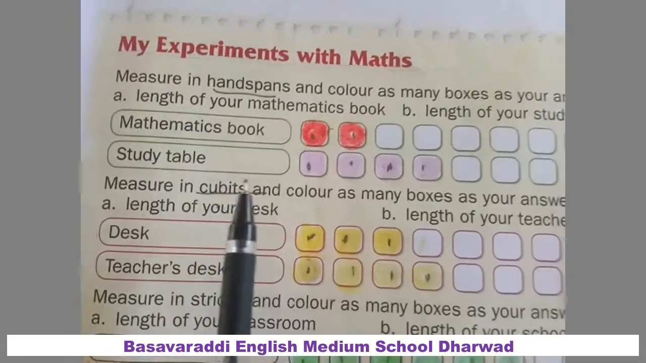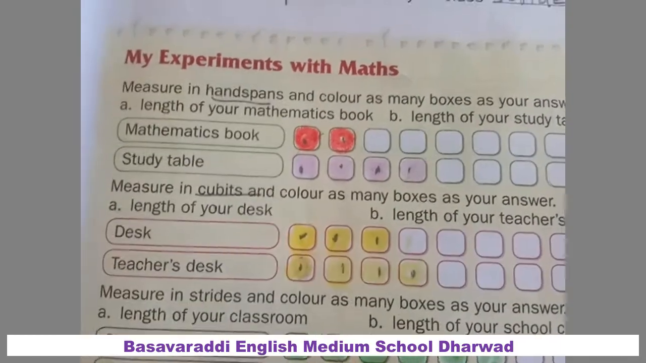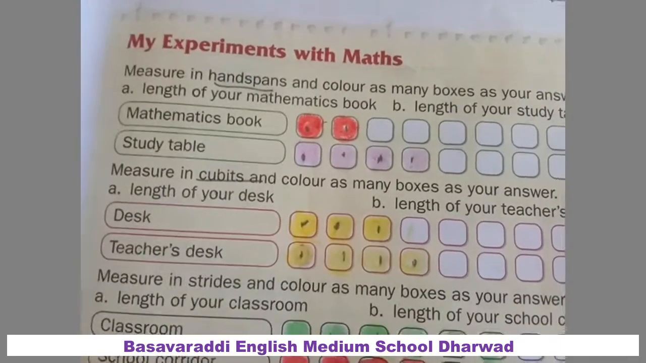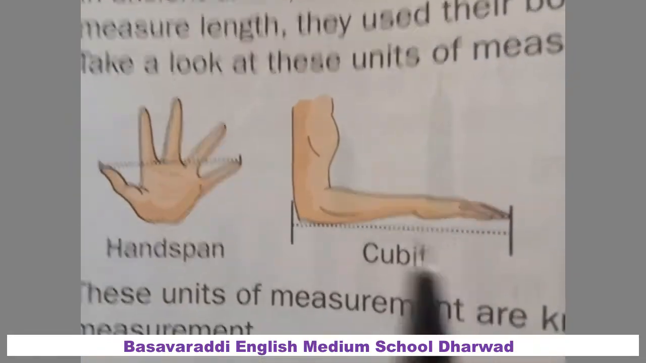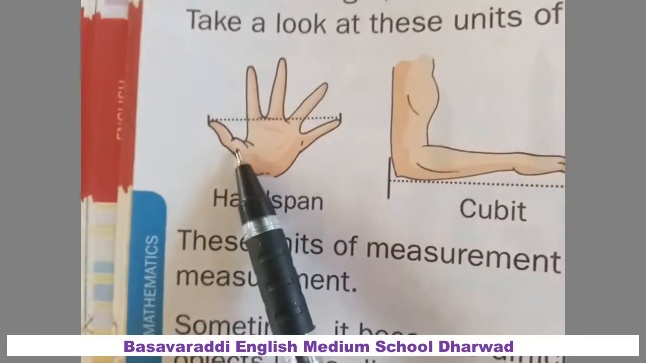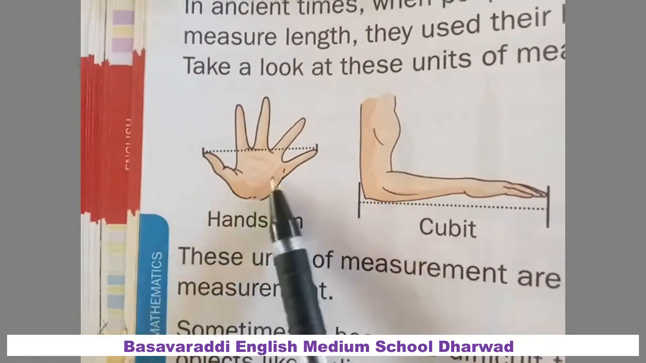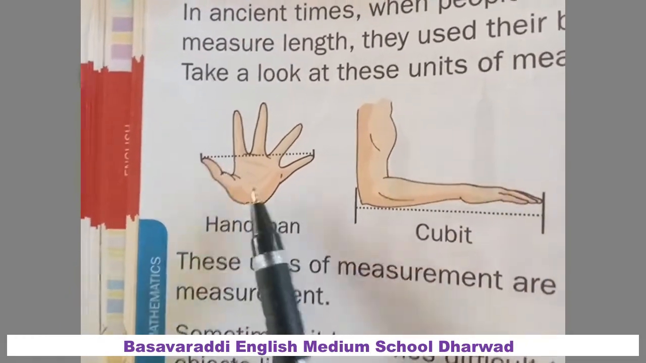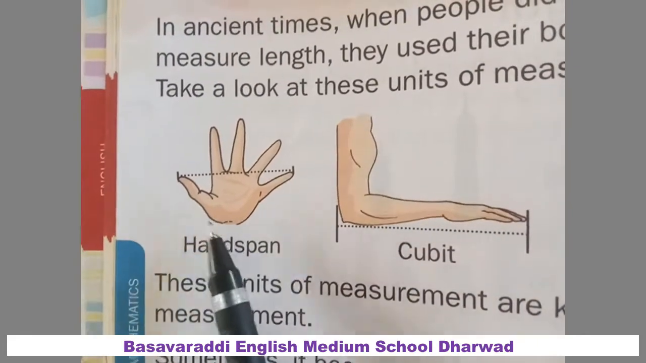So measure the cubit and color as many boxes as your answer. Okay, first desk. Cubit means what? So the hands, no, the full arm you are using. This is a cubit, no. So like this you have to measure. First one is hand span. Your mathematics book, you are using hand span. So that is a 2 and the table is 4.